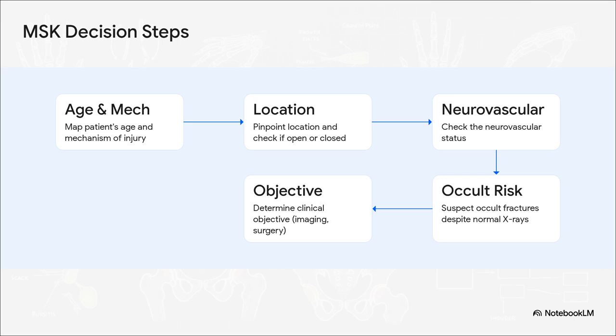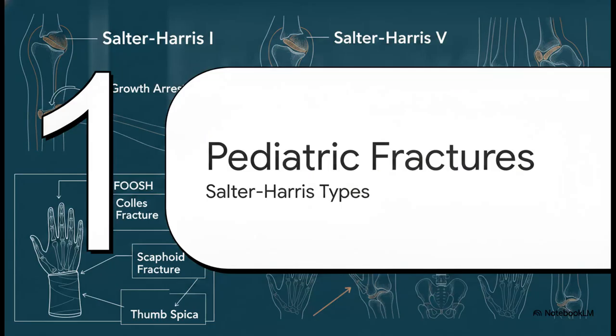Step 4, suspect occult fractures if symptoms persist despite a normal initial X-ray. And finally, Step 5, what's your clinical objective? Is the question asking for immobilization, advanced imaging, urgent surgery, vascular stabilization, or maybe an infection workup? Lock this flow in. Section 1, Salter-Harris fractures and growth plates.